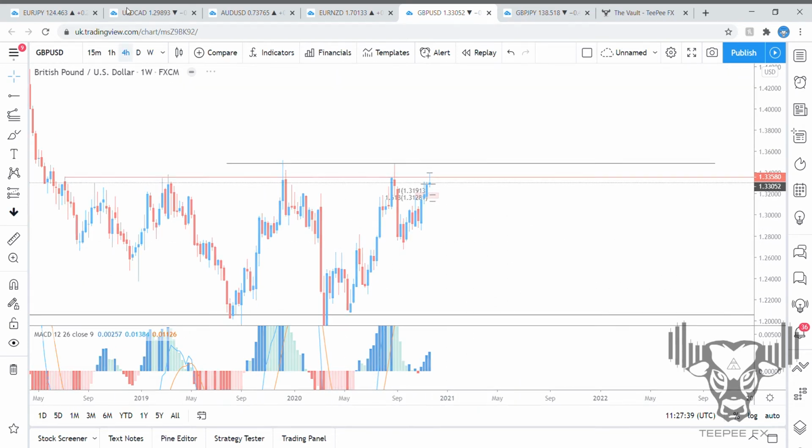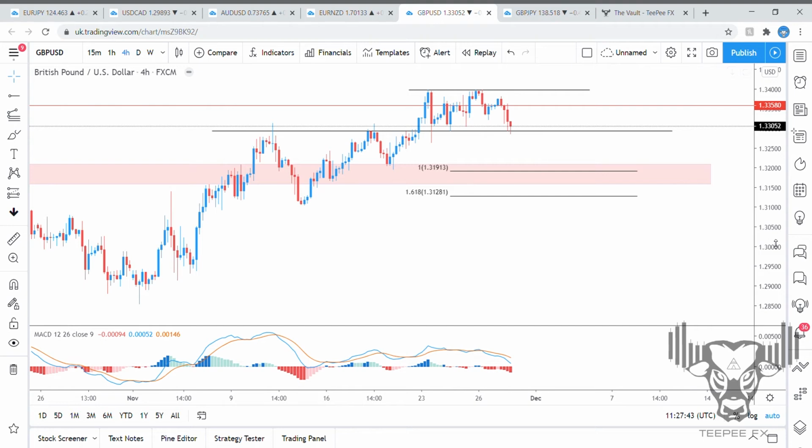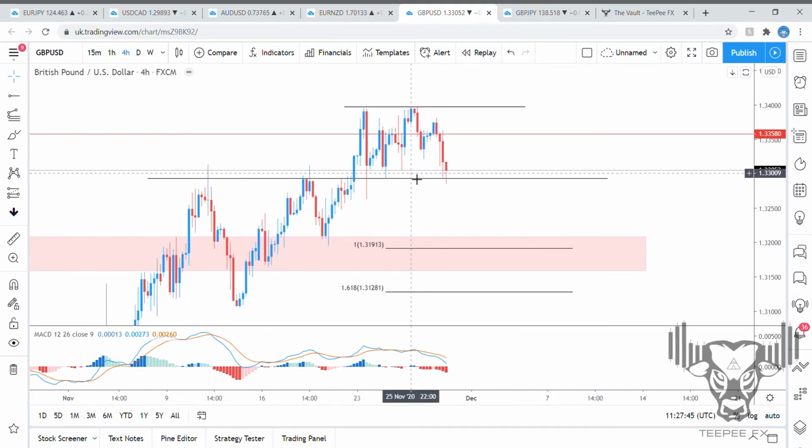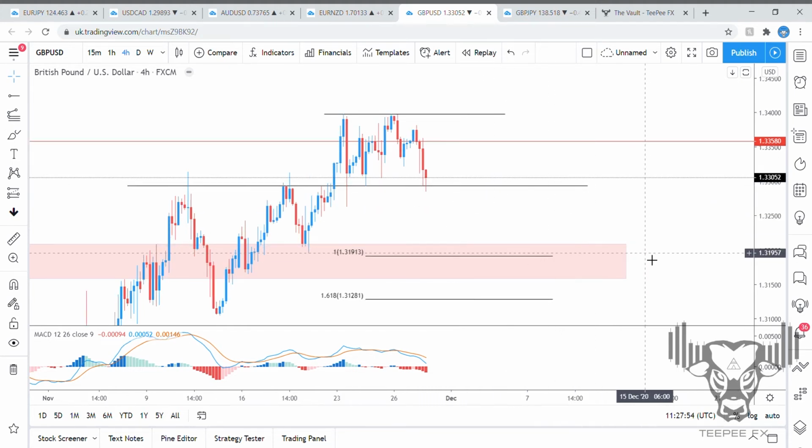Now, in the lower time frames, we can see that confirmation for this trade is likely to come in the form of a break and retest of this range. Lower levels sitting around the 1.329, 1.328 kind of level, and if we can get a break of this level, ideally we're looking to open up the 1319 and the 1312 level.